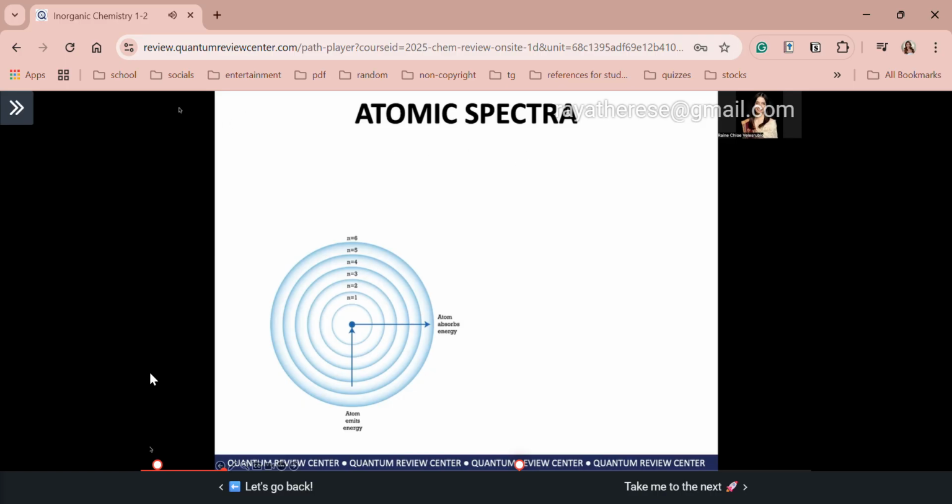Because when the electron moves from a higher energy level, let's say here, to a lower energy level, let's say here, so this is n is equal to 2, it releases light with a specific wavelength. Because of that, the atom emits energy. Again, when an electron moves from a higher to a lower energy level, emission occurs.